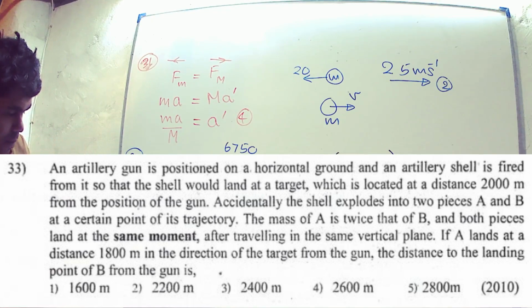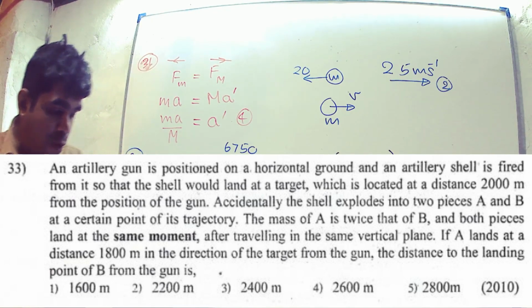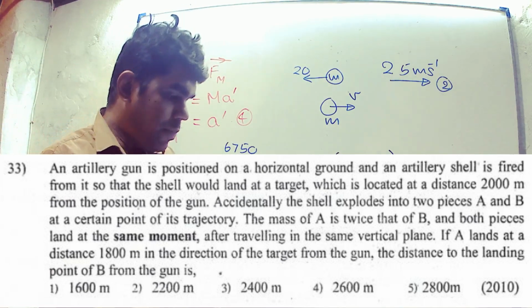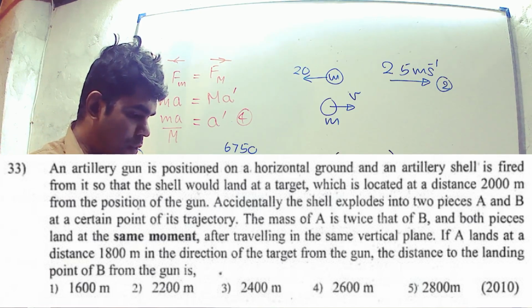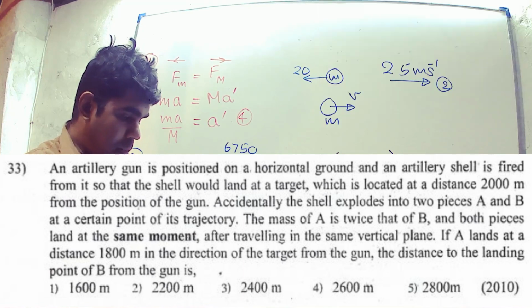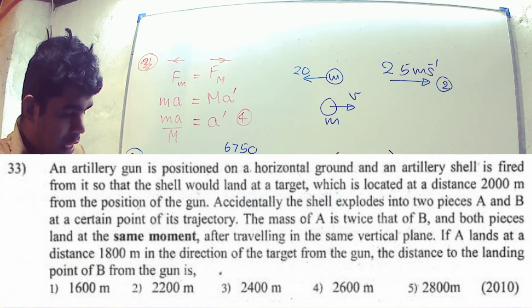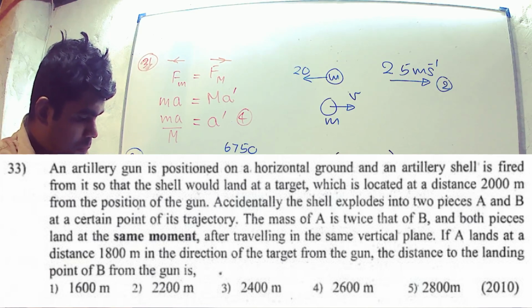Then 33. An artillery gun is positioned on horizontal ground and an artillery shell is fired from it so that the shell would land at a target which is located at a distance 2000 meters from the position of the gun. Accidentally, the shell exploded into two pieces A and B at a certain point of the trajectory. The mass of A is twice that of B, and both pieces land at the same moment after traveling in the same vertical plane. If A lands at a distance 1800 meters in the direction of the target from the gun, the distance to the landing point of B from the gun is.